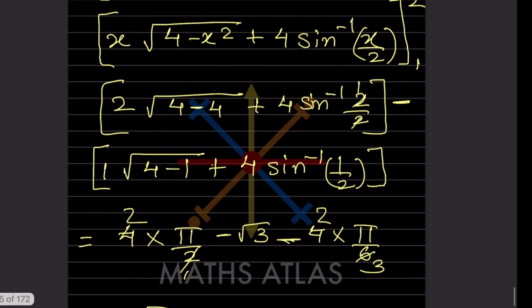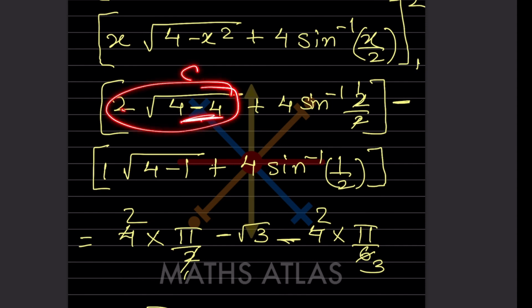So now what you can see, 2 into this 4 minus 4 means 0. So you don't have to think, this will be 0. Now see here, 4 sine inverse, this 2 and 2 get cancelled, that is 1. So wherever you get sine inverse 1, that is 90 degrees, that is pi by 2.